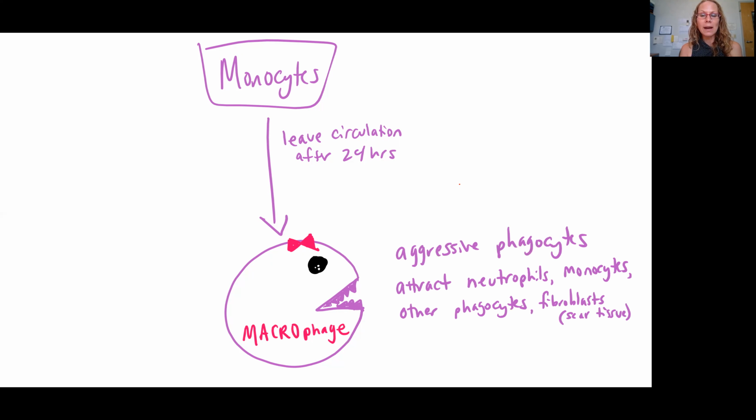They will attract neutrophils, monocytes, and other phagocytes, so that if they are in a particular location from injury or infection, they're going to help to bring these other white blood cells there, and also fibroblasts. Fibroblasts will be important in helping to build scar tissue if we have a damaged area. So it's going to help to lay down those collagen fibers.